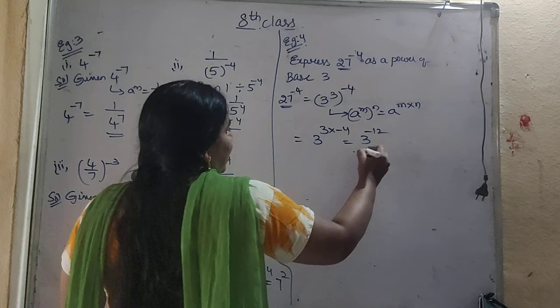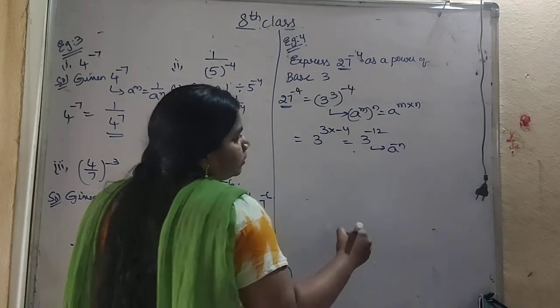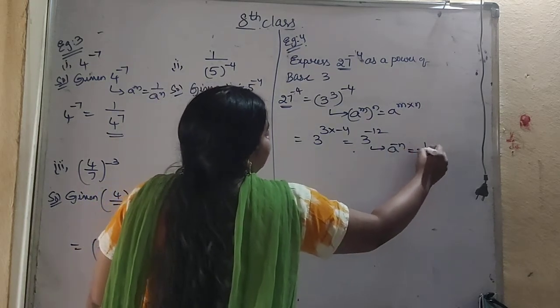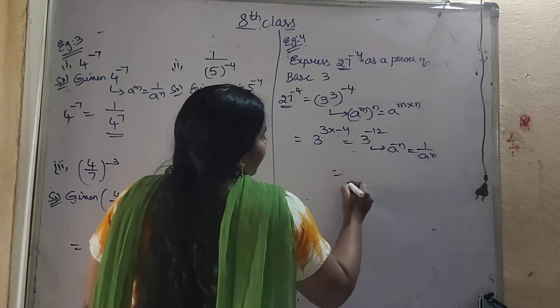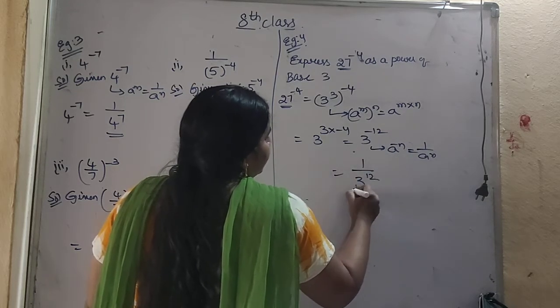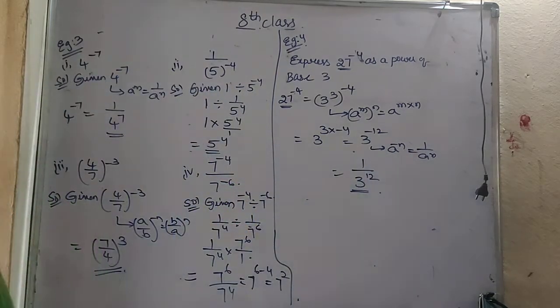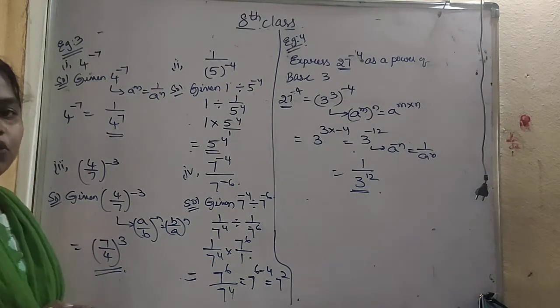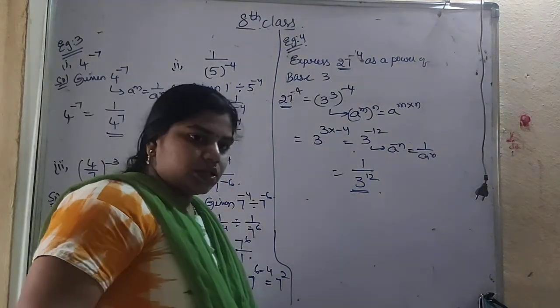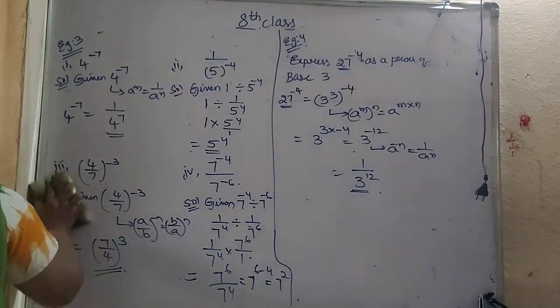So if you want, you can again convert this into a^(-n), so it will be 1 by a^n. So we can write it in the form of 1 by 3^12. So this is our answer of example 4. Next is example 5.